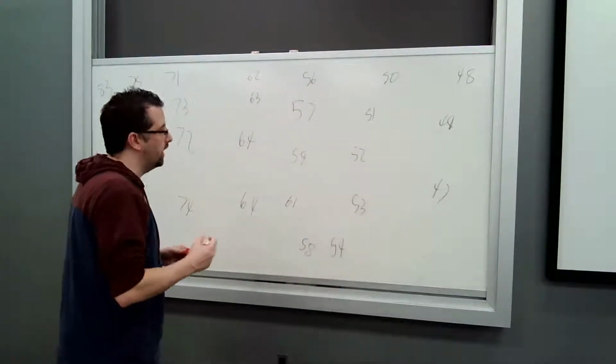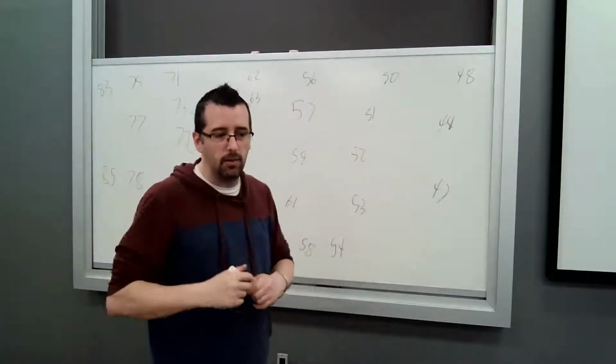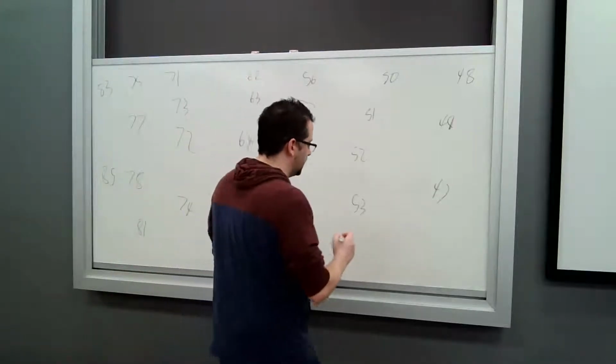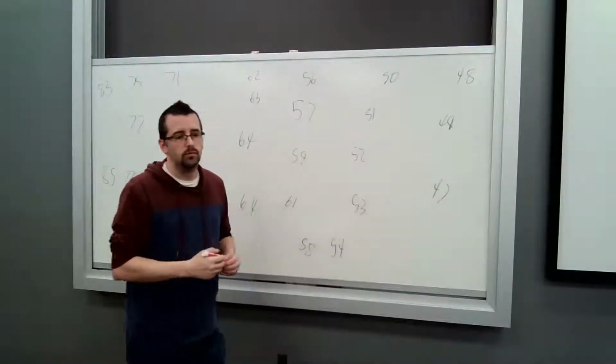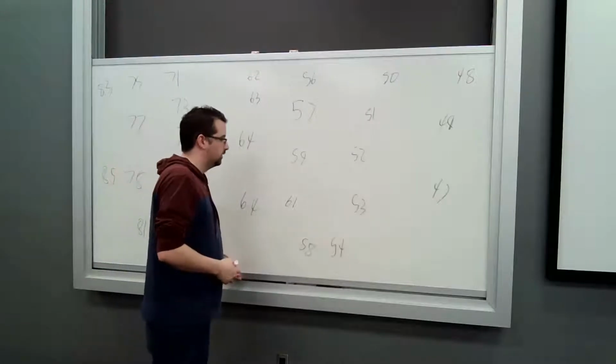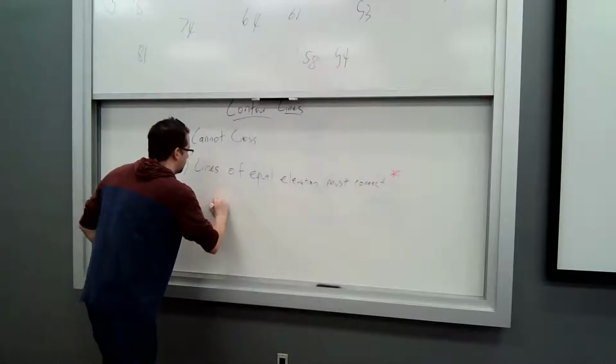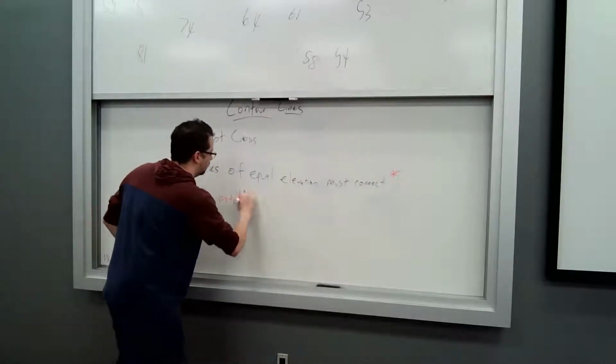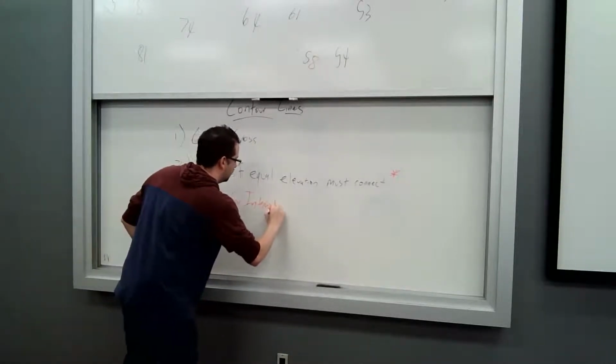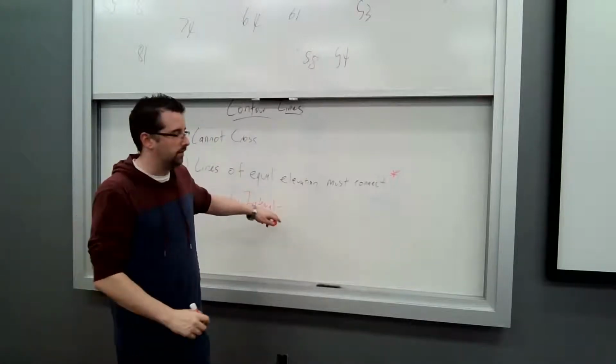So for the low point, oh, we also have to do the contour interval. Sorry, almost forgot to mention that. The contour interval for this map right here is going to be 5 feet. Contour interval is the distance between contour lines.